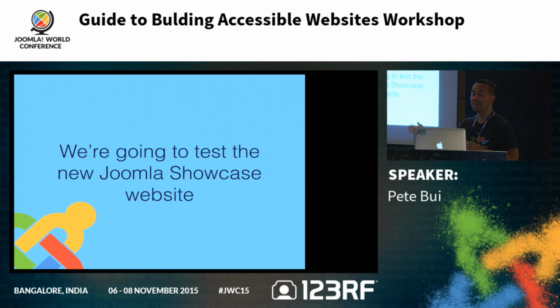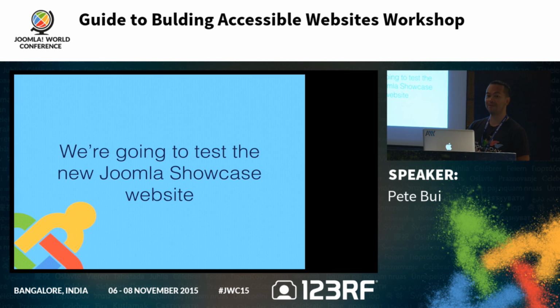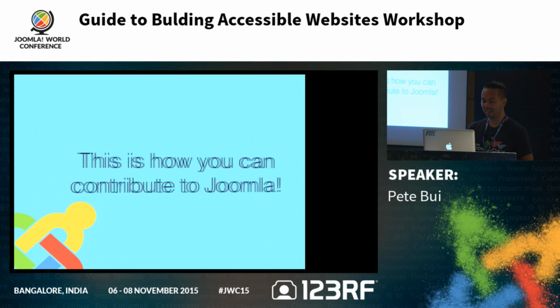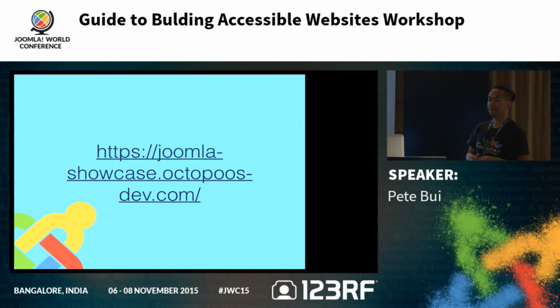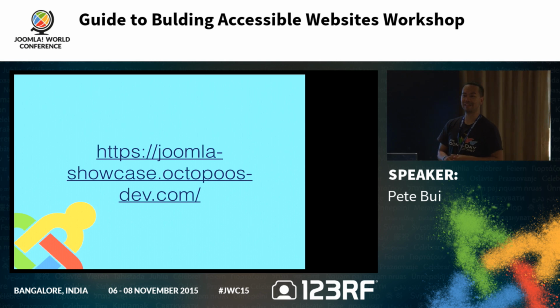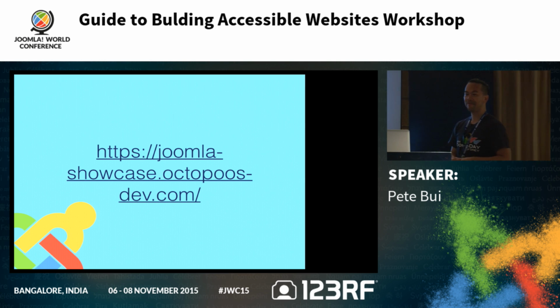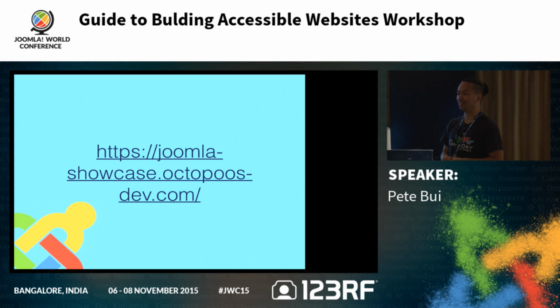Okay, so the website that we're going to test is the new Joomla Showcase website. This is a website that everyone's been waiting for. It's been in 1.5 for a very long time. And you guys are the second group to ever see it. So yeah, this is going to be cool. The website to go to is Joomla-showcase.octopus-dev.com. Hopefully you can see that. The server's a little bit slow, but load it up and then we can start testing this stuff. And I'll show you how to actually test for all this.